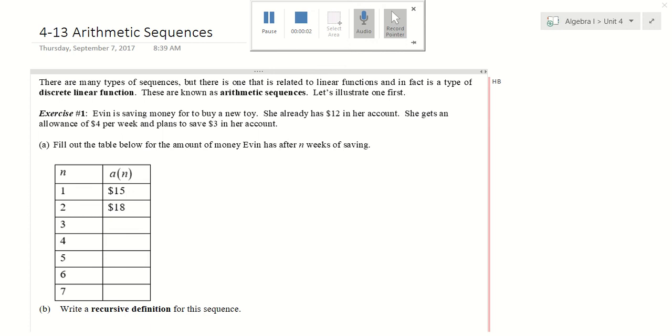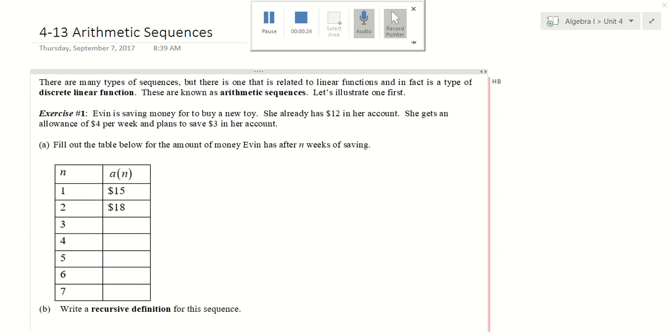Lesson 413, Arithmetic Sequences. So this is the last lesson of Unit 4, finally. And it's completely different than anything we've done in Unit 4, so it's a little abstract. So just try to pay attention to it, and I'll get you through it. So, sequences. What is a sequence?